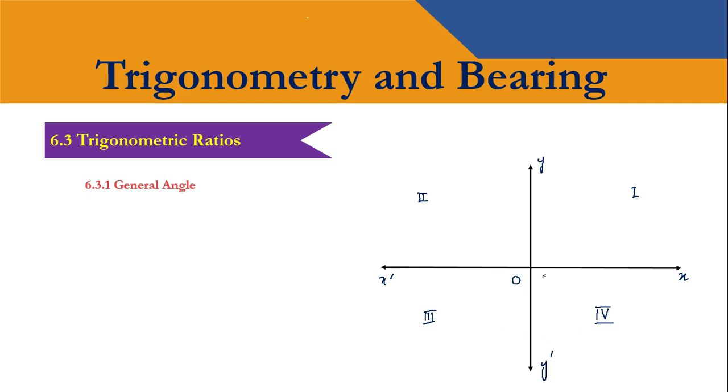To measure the standard angle, we need two rays with a common starting point. Here our first ray is on the x-axis. This ray is called the initial ray. And our second ray is the ray for which we have to measure the angle. This is called the terminal ray.